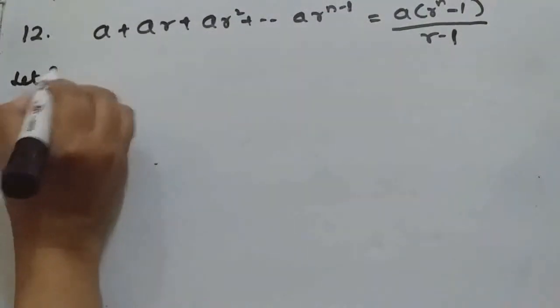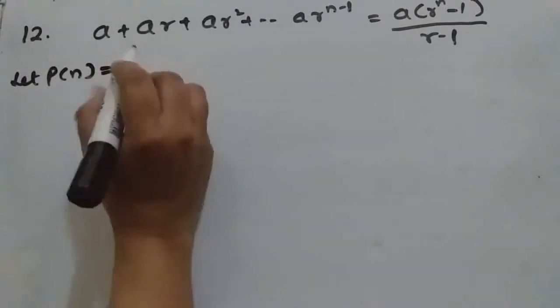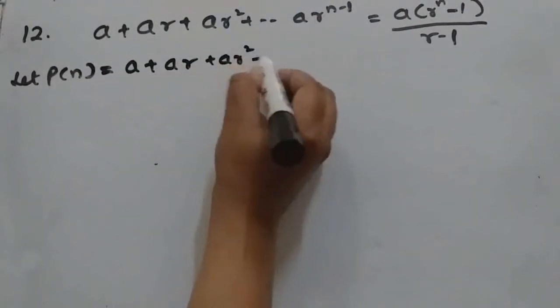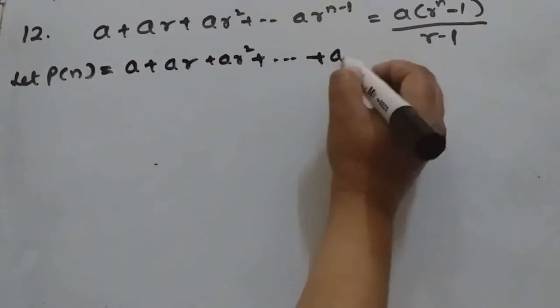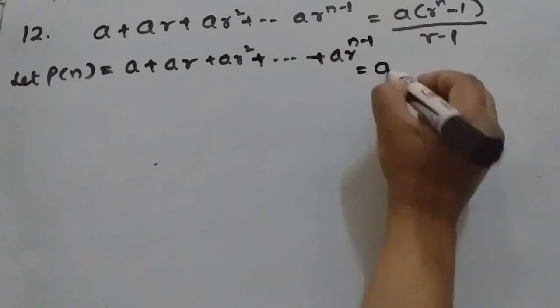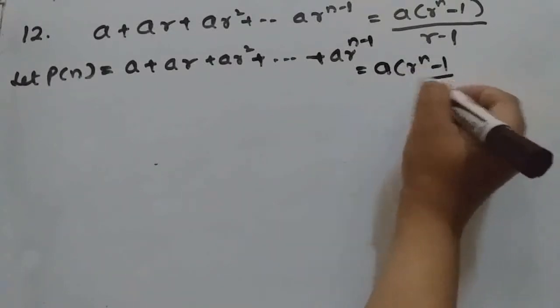Let P(n) be the statement: a plus ar plus ar square up to ar power n minus 1 equals a times (r raised to n minus 1) divided by (r minus 1).